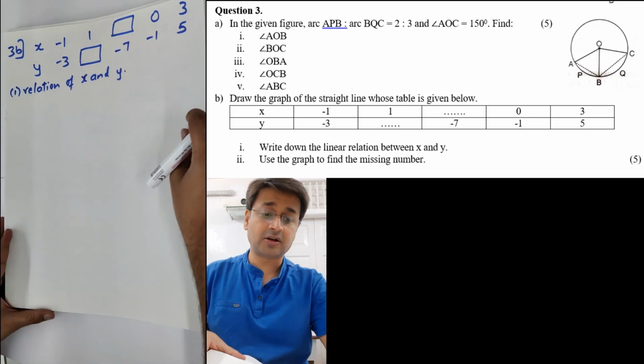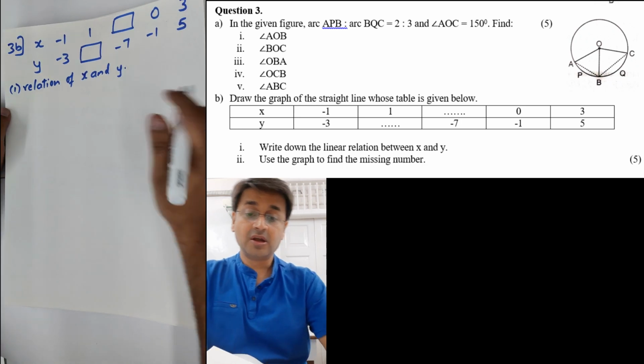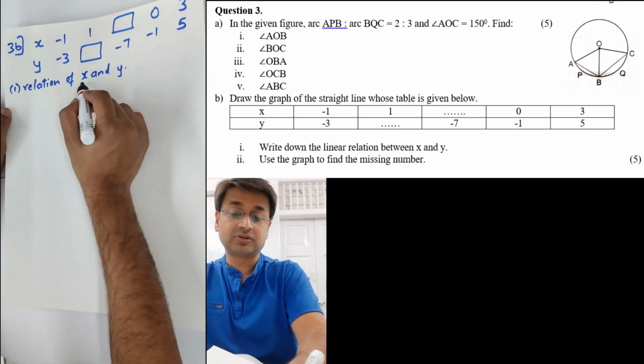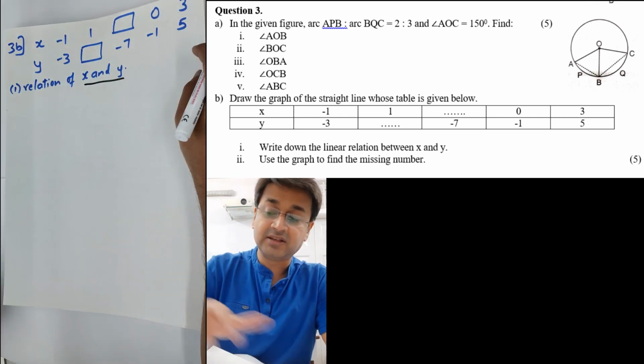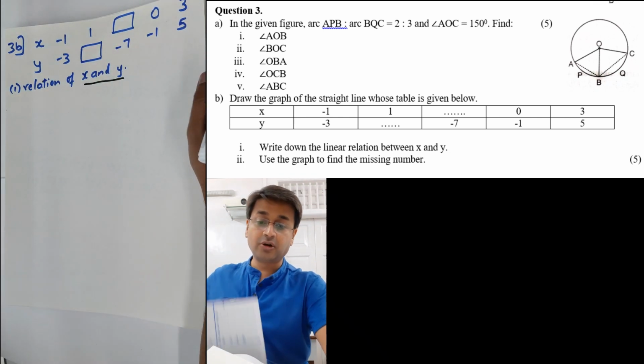3B, another 5 mark question and a good question. You have to find these hidden boxes and also find the relation between X and Y. So before we get the relation, let's get these hidden boxes. For that we'll have to go on to the graph.